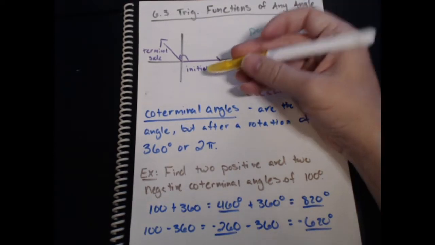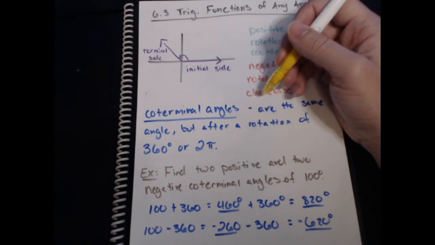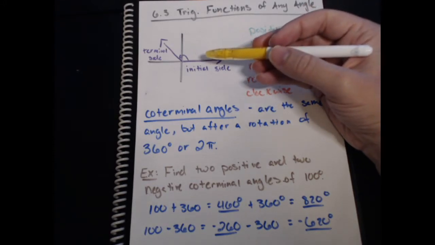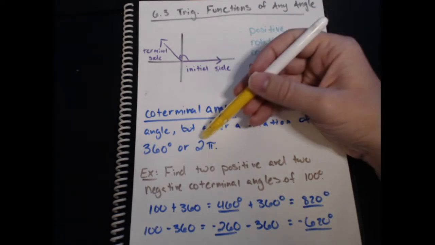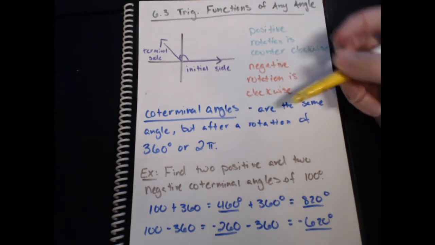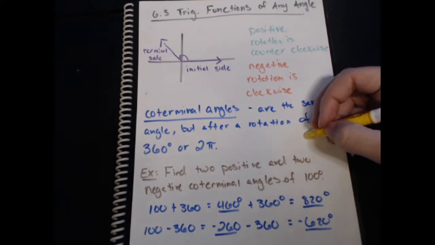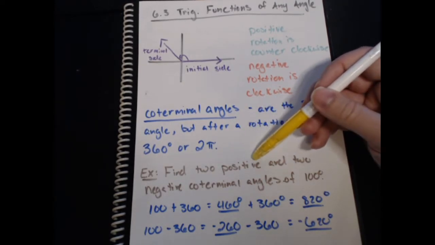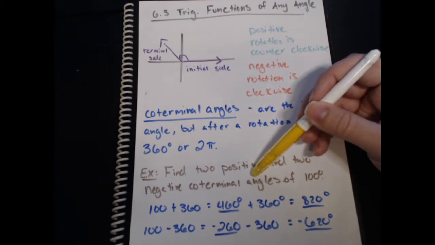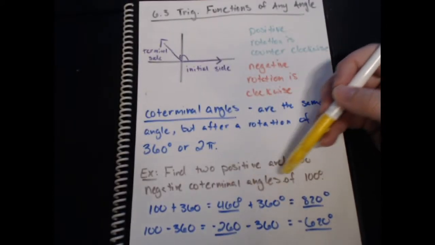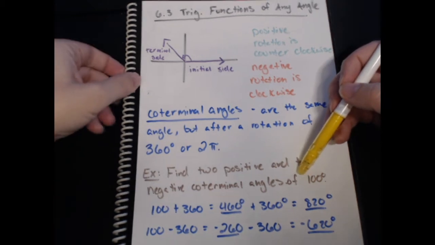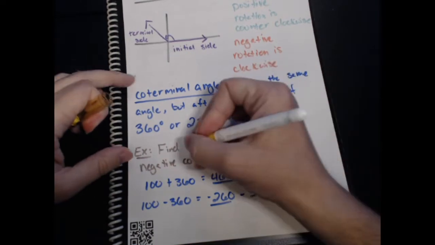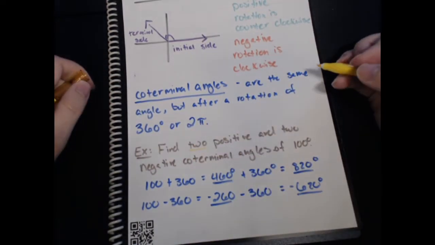Mathematically, what we end up doing with these is coterminal angles, and they're the same as the current angle that you have, but after a rotation of 360 degrees or 2 pi. I know we did these in class before, so I just wanted to reiterate that when we do these problems, you have to find two positive and two negative coterminal angles. In this case, we're going to look at 100 degrees. So when it says two, it literally means you're going to find two of each, not just one.